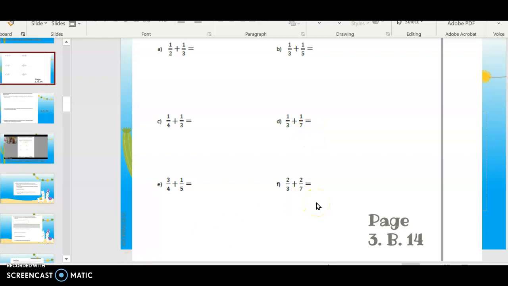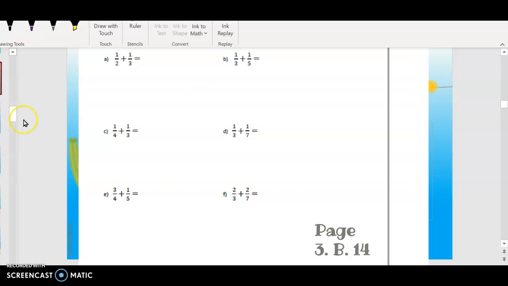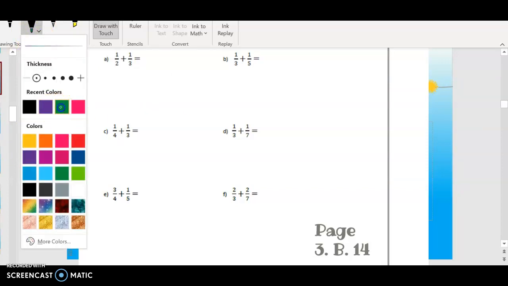Sorry. Okay, what we're doing today is we are adding fractions with unlike denominators. Now, what does that mean? Well, right now we're going to go to page 3.b.14, and we're going to take a look. Okay, we probably won't do all of these at this exact moment, but, and this is a really big but, we're going to do some of them.